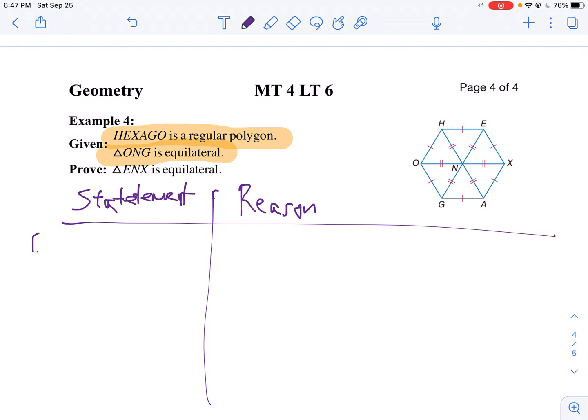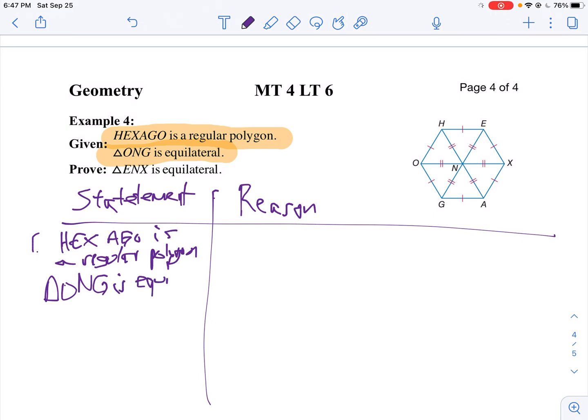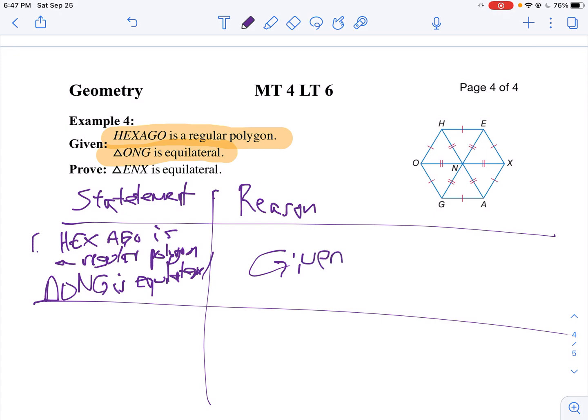So we're going to start with our givens. HEXAGO is a regular polygon, and triangle ONG is equilateral. So that's given. What is a regular polygon? A regular polygon has all sides congruent. So that's how I'm going to start here.